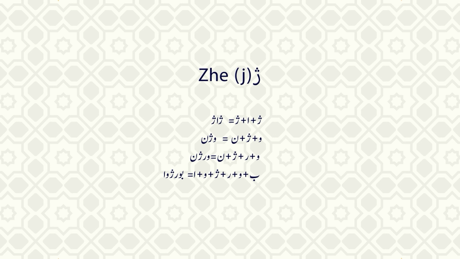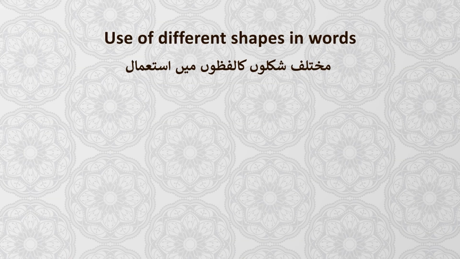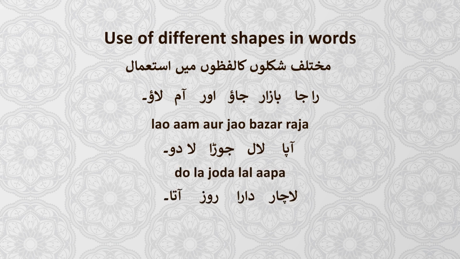Now we'll see the use of different shapes in words. How we'll use these shapes in words, whether disconnected or connected. How they construct the words, and how the words turn into sentences. For example, we have some shapes of ra, re, alif, jim, alif here. So we'll see which kind of words they construct. For example, we have here the words Raja, Bazar, Jao, or Aam Lao.